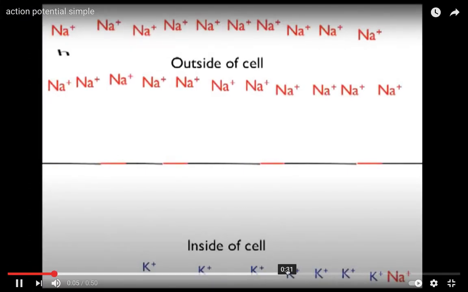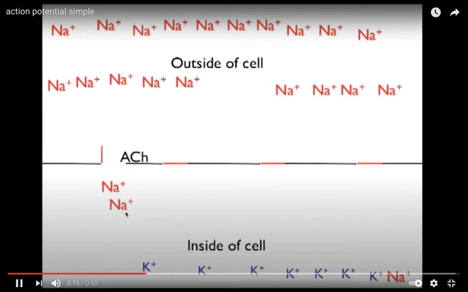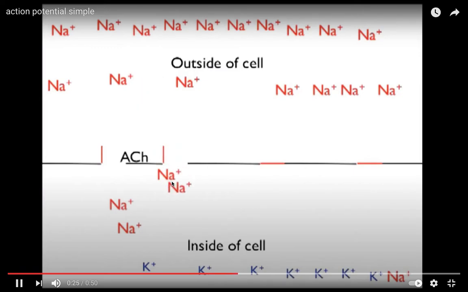Okay, so the inside of the cell has lots of potassium, outside of the cell has lots of sodium. This is a chemically gated channel right here. Acetylcholine just bound to it. Open the channel. Now sodium is going to enter because of diffusion. Then some of the sodium goes over here. This is a voltage gated channel. The positive charge is going to open this voltage gated channel.